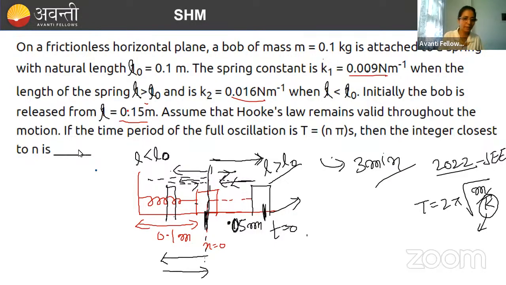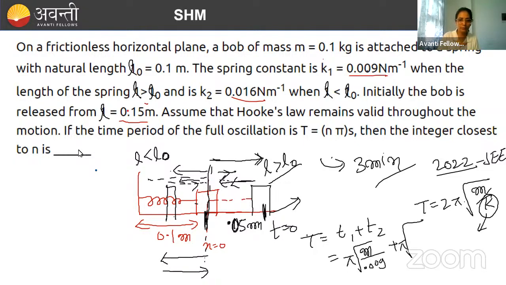So total timing आप कैसे निकालोगे? टाइम पीरियड क्या हो जाएगा? T1 plus T2, and T1 will be like half of the time period के लिए k का वैल्यू क्या ले रहे हो? 0.009. So half of the time period means pi root under m by k. k का वैल्यू मैं क्या लूं? एक केस में 0.009 लूंगी और सेकेंड केस में मैं क्या लूंगी? That will be mass is how much? 0.1 ना, तो यहाँ पे 0.1 ही लिख लो आप. 0.1 by how much? 0.016.